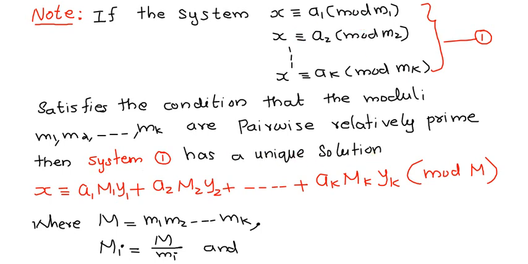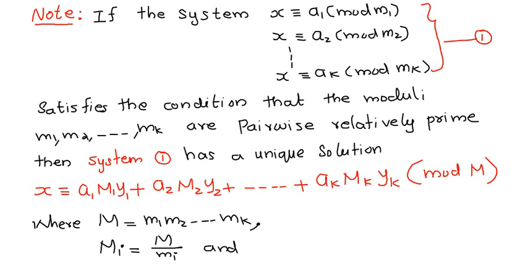What is the unique solution? x is congruent to a1 M1 y1 plus a2 M2 y2 plus etc., plus ak Mk yk mod capital M. What is capital M? It is the product of all the moduli, small m1 times small m2 etc. times small mk.